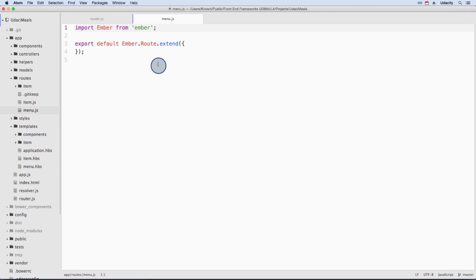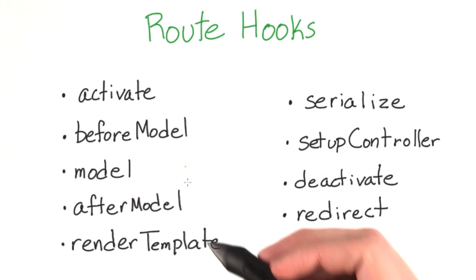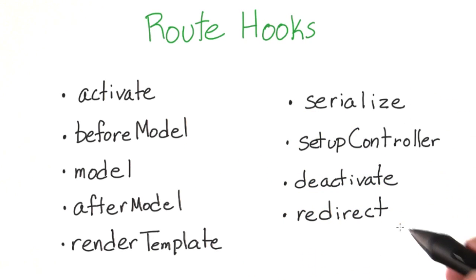This is what a default route file looks like. Some things that are important are that we have access to the Ember object up here, and that when this file is used, the Ember route class is extended with an object that we can customize. A bunch of things happen when a route is loaded, and Ember gives us specially named functions that we can use to hook into these specific events.